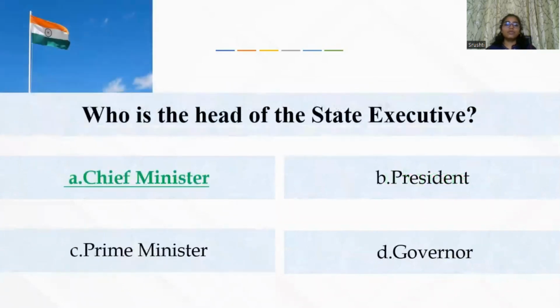Question number 4. Who is the head of the state executive? Option A, Chief Minister, option B, President, option C, Prime Minister, option D, Governor. The correct answer is option A, Chief Minister.